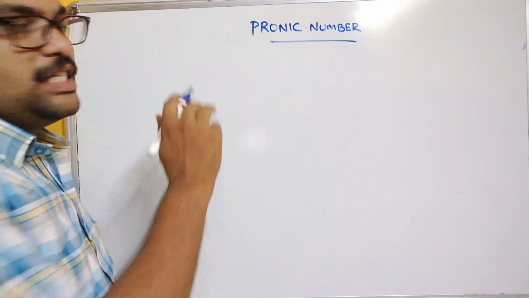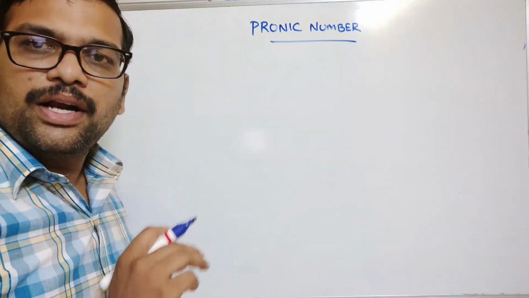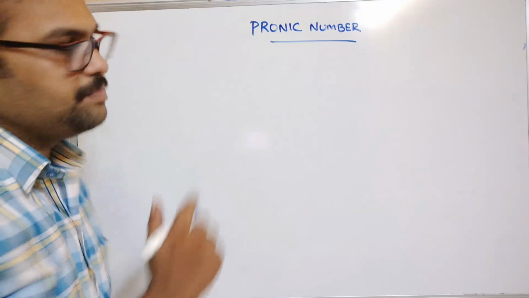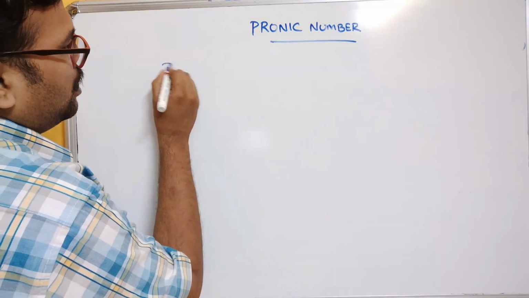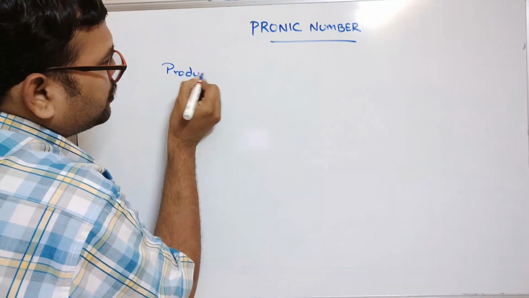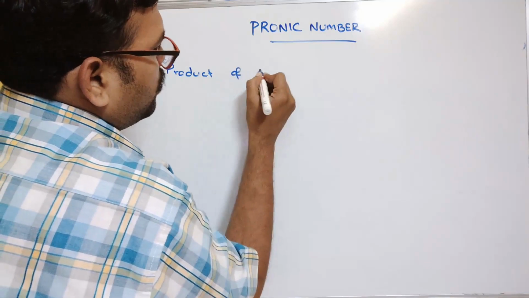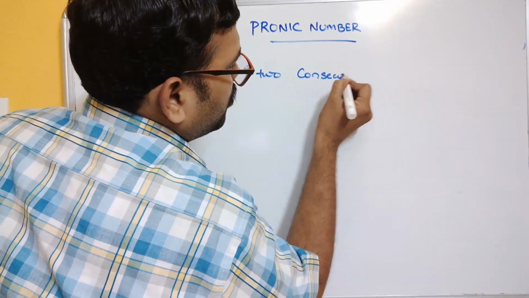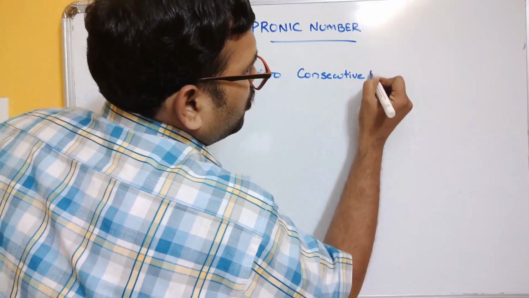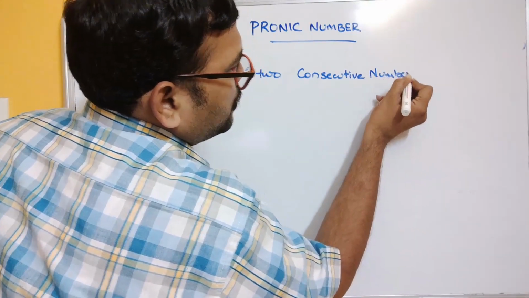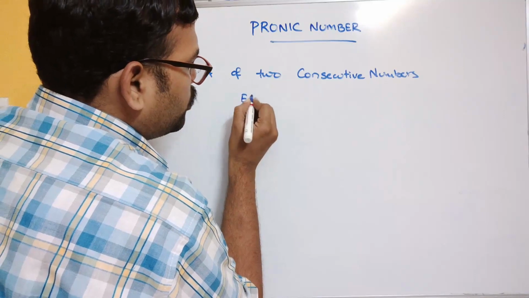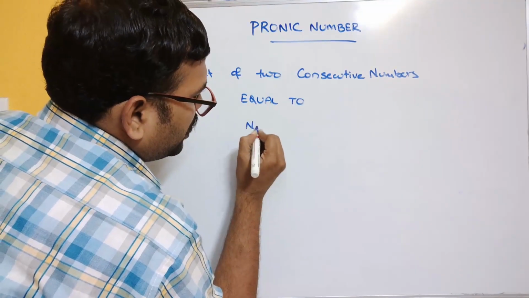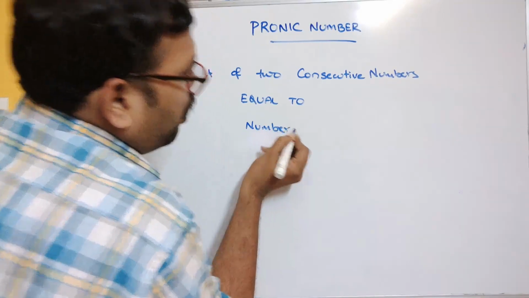So this Pronic number, a number is called a Pronic number if it is a product of two consecutive numbers. So the product of two consecutive numbers should be equal to the taken number is called a Pronic number.